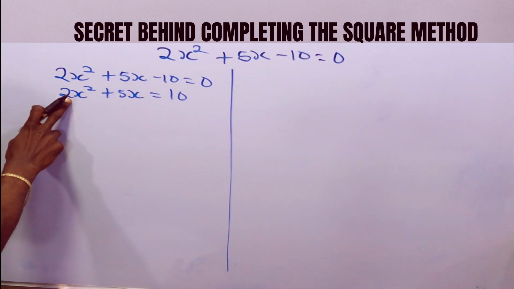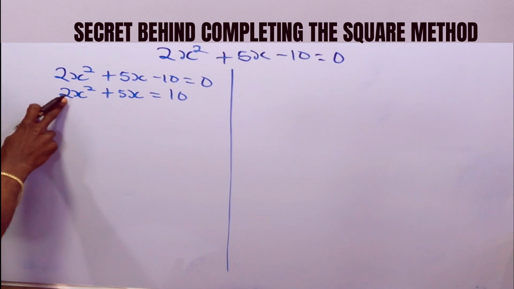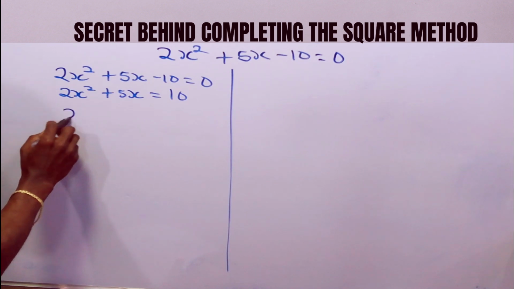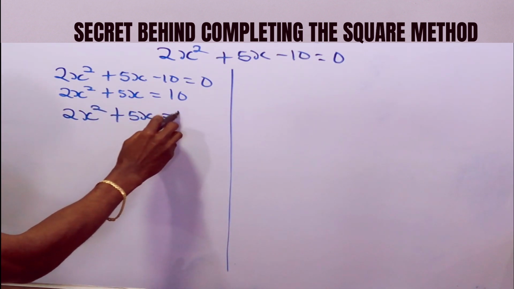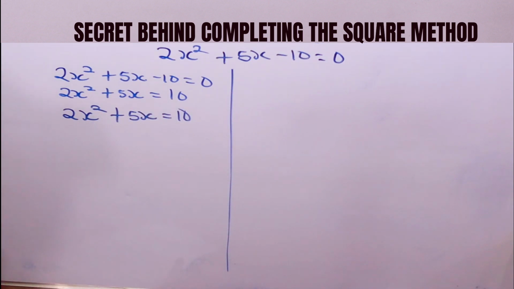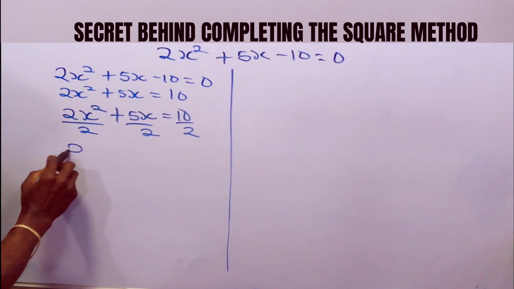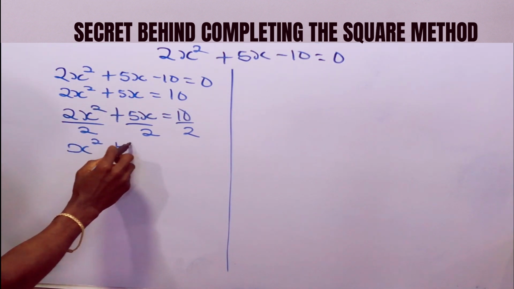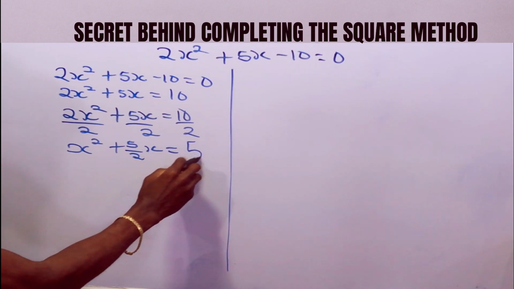Secondly, we make sure the coefficient of x squared, which is 2, becomes 1 by dividing through by 2. So we'll have 2x squared plus 5x equals 10, all over 2. So we are left with x squared plus 5 over 2 x equals 5.